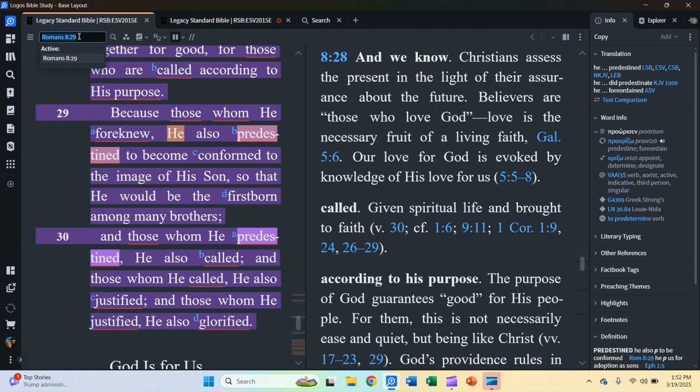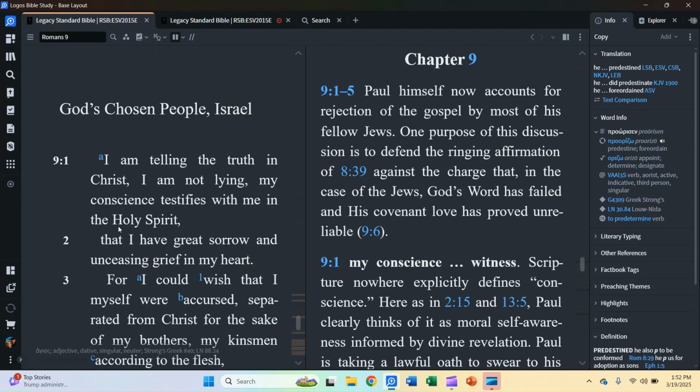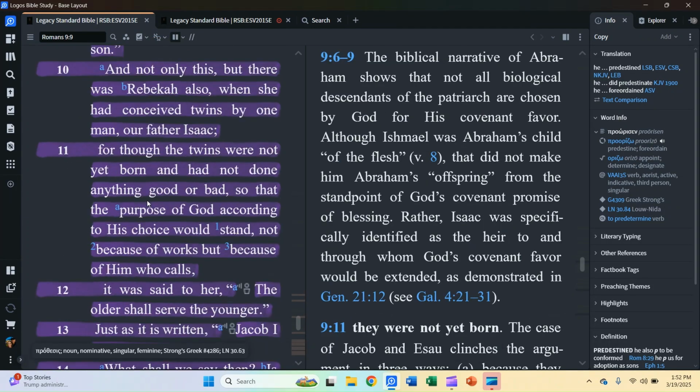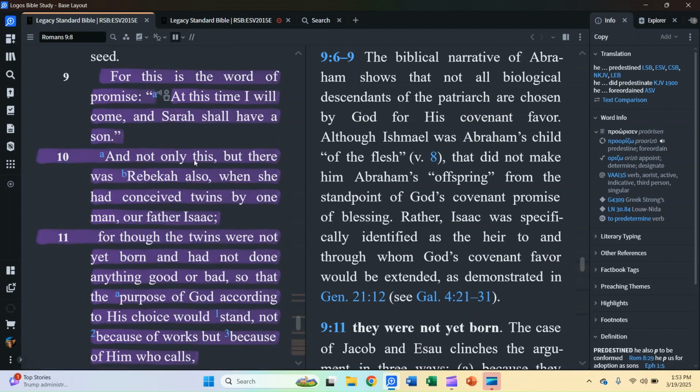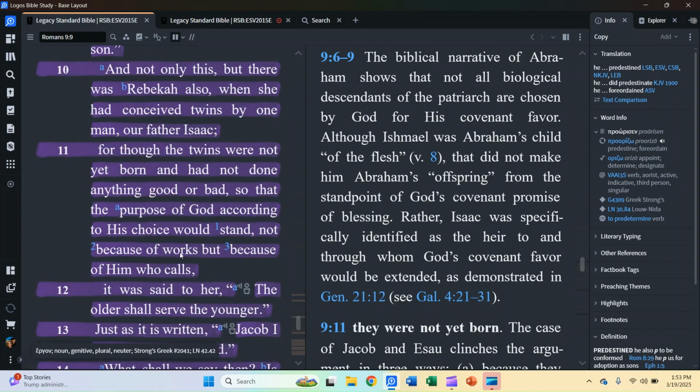So now I can go to Romans 9, God's chosen people. This isn't something that I'm just making up off the top of my head. Right here: For this is the word of the promise, at this time I will come, and Sarah shall have a son. And not only this, but there was Rebekah also, when she had conceived twins by one man, our father Isaac. For though the twins were not yet born and had not done anything good or bad, so that the purpose of God according to his choice would stand, not because of works, but because of him who calls.